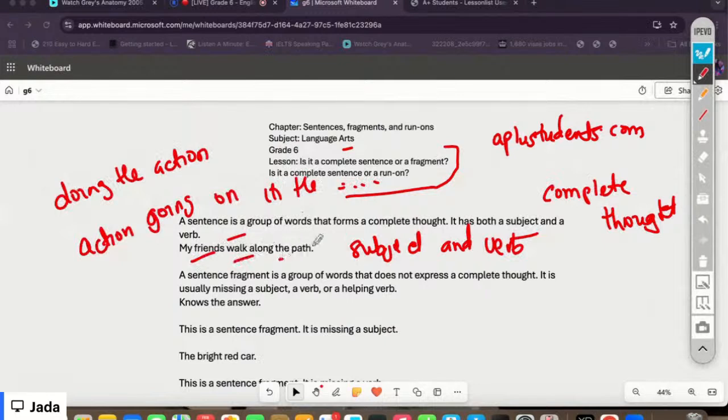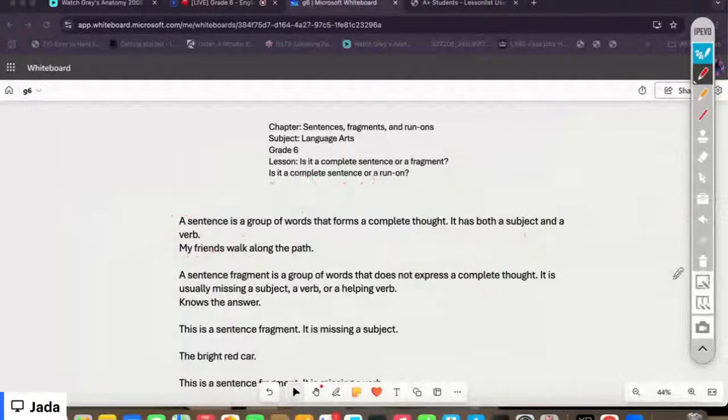So we have: My friends walk along the path. Now, my friends is what? My friends is the subject, and walk is the verb, which shows what the friends are doing. In the sentence, if you ask who is doing something, it is the friends. So they are the subject, and they're the ones walking along the path.